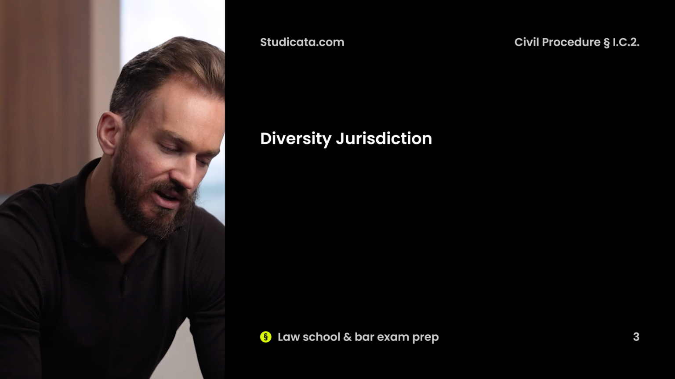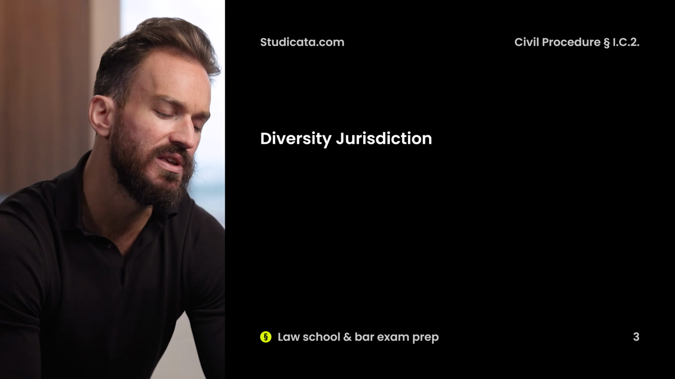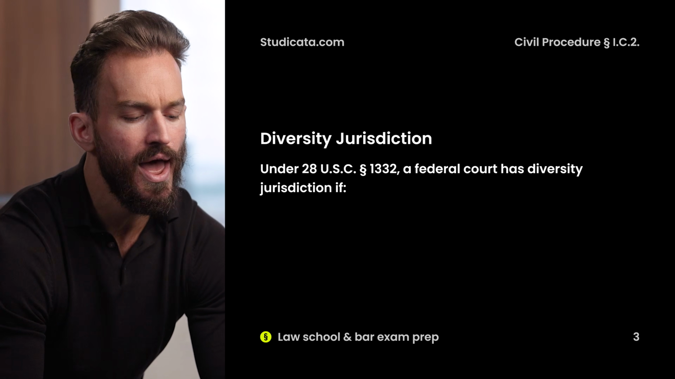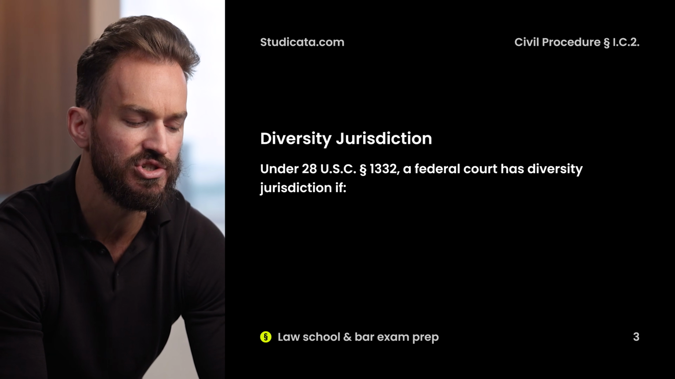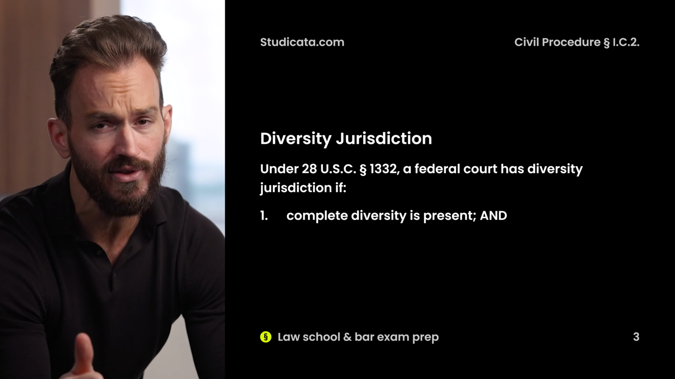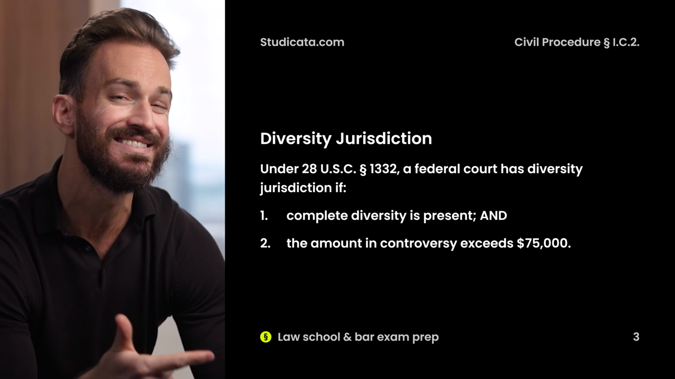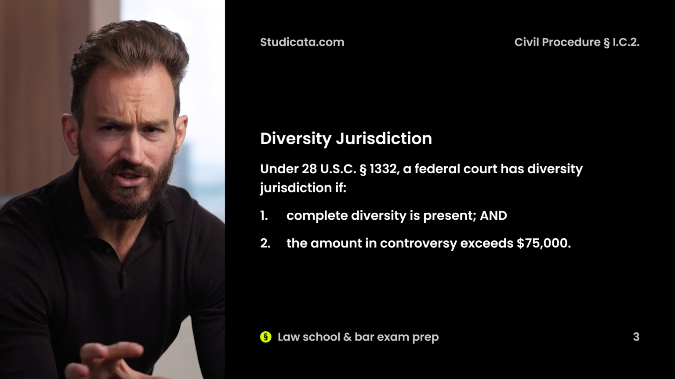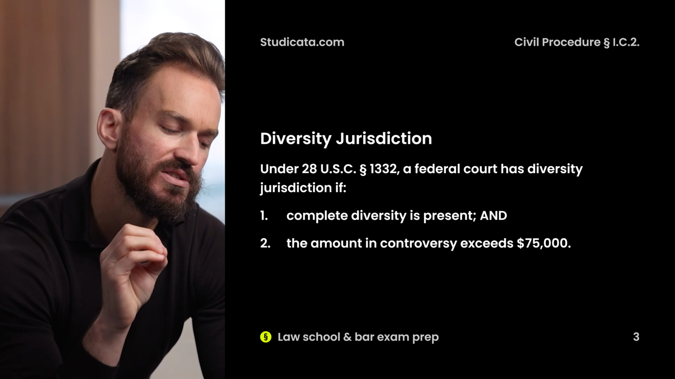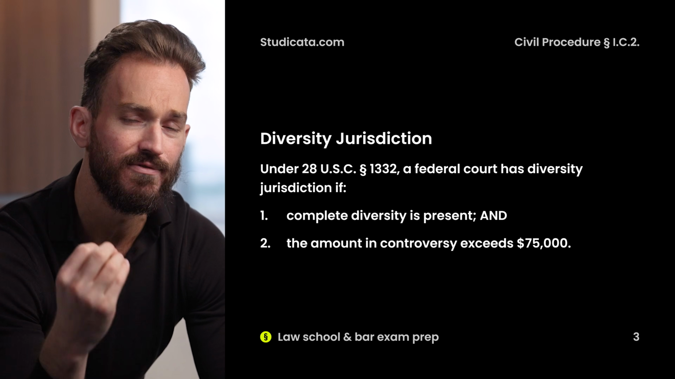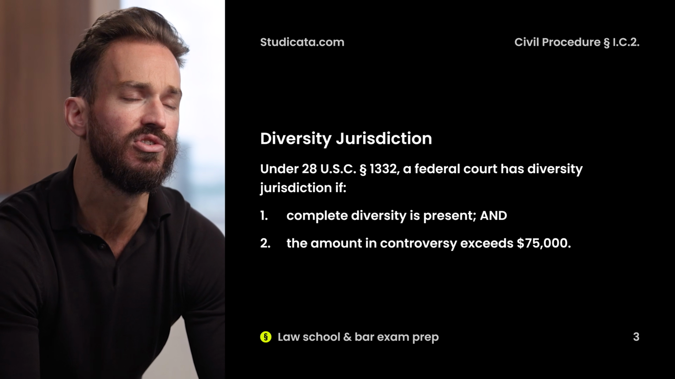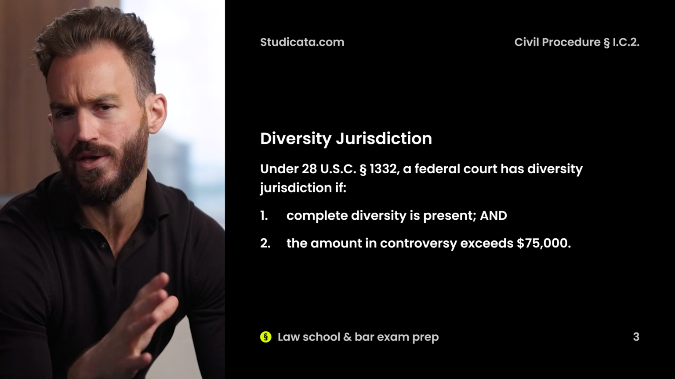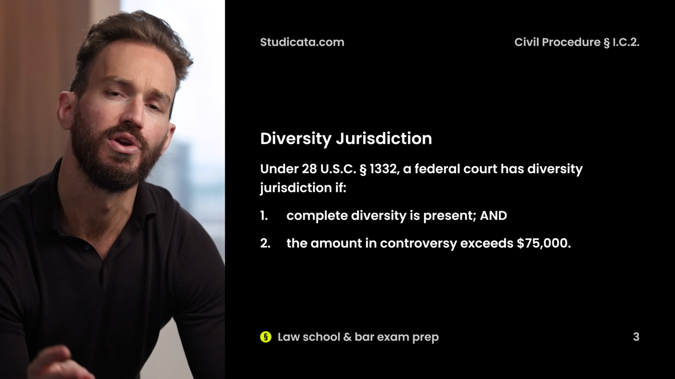subject matter jurisdiction. Here for diversity jurisdiction, we say under 28 U.S. Code, Section 1332, a federal court has diversity jurisdiction if complete diversity is present and the amount in controversy exceeds $75,000. Okay, in this lesson, we're really going to focus in more so on this first element, the complete diversity requirement. In our next lesson, we'll get into the amount in controversy requirement in more detail.